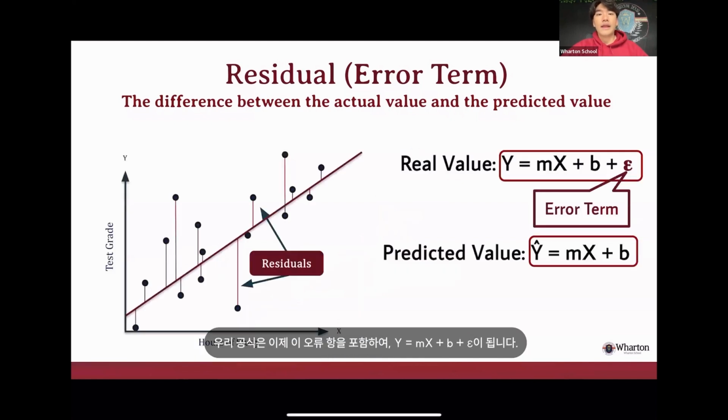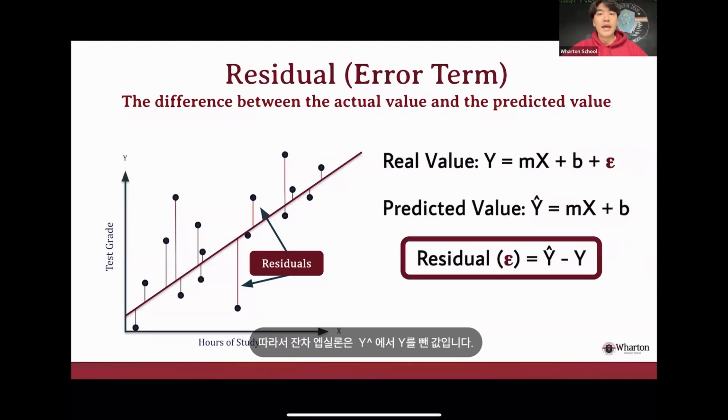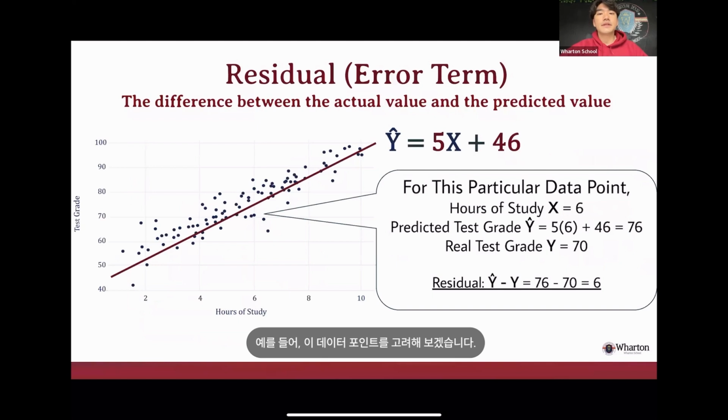So our formula now includes this error term: y equals mx plus b plus epsilon. And the predicted value, y hat, is given by mx plus b. So our residual, which is epsilon, is y hat minus y. Calculating these residuals for all data points will let us know how well the best fit line predicts the actual values.